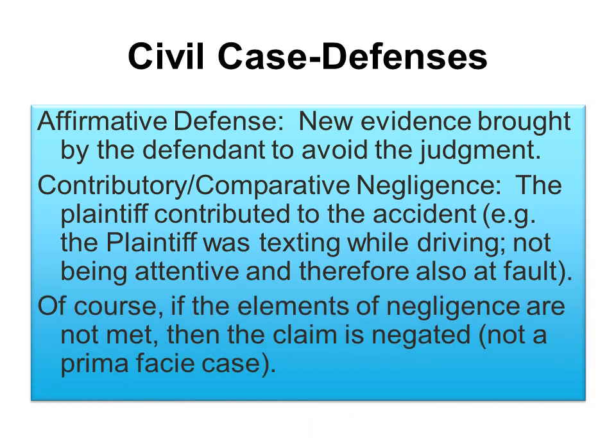And if the elements of negligence aren't met, then the claim is negated and not a prima facie case. So this is looking at the defenses or the negation of a civil claim, based on that duty, breach, causation, harm. In our present example of the car and the truck at the intersection, that would be a negligence claim, and those are the four elements of such a claim: duty, breach, causation, harm. And if one of those elements, like the leg of a table, is knocked off, then out from under the table, then the table would fall. So that would be negating the claim.